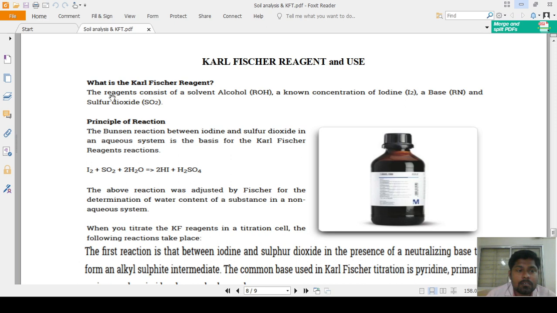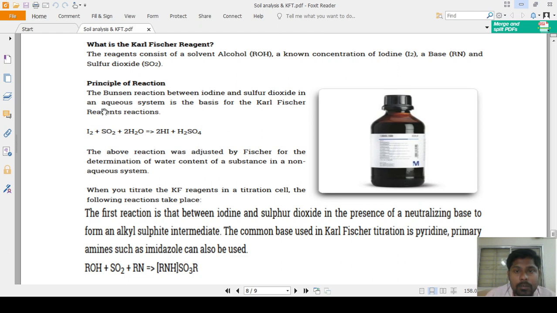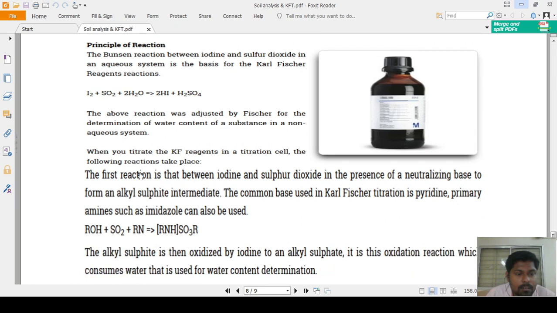What is the Karl-Fischer reagent? The reagent consists of a solvent alcohol, a known concentration of iodine, a base and sulfur dioxide, and this is known as the Karl-Fischer reagent. The principle of the reagent is the Bunsen reaction between iodine and sulfur dioxide in an aqueous system, which is the basis for the Karl-Fischer reaction: I2 + SO2 + H2O gives 2HI + H2SO4. The above reaction was adjusted by Fischer for the determination of water content of a substance in a non-aqueous system.